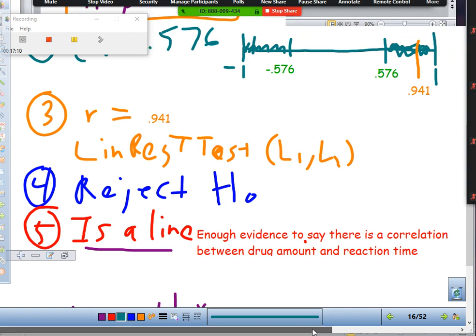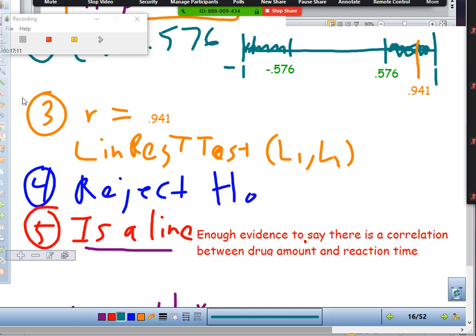And then step 5, it is a line, right? Because we rejected H naught, so it is a line. That's what rejecting H naught says. See, r is totally close to 1, which is a perfect line. So it's a line. There is enough evidence. We rejected H naught, enough evidence to say there's a correlation between drug amount and reaction time. That's all you need to do. But there is a correlation between drug and reaction.